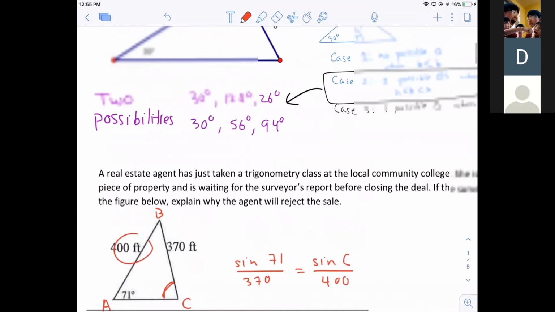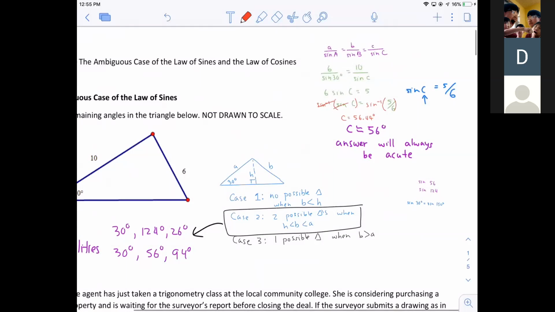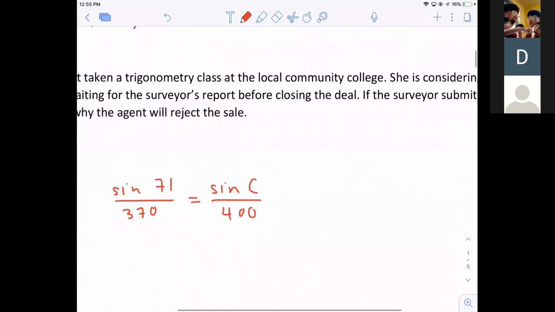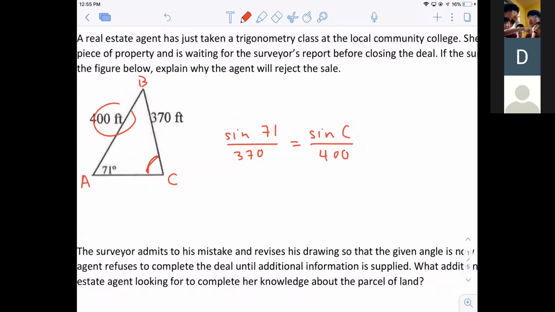Oh yeah, and if you notice, by the way, I did it differently, right? It doesn't matter whether it's sine A over A or A over sine A, as long as you keep the proportions the same. So I did it this way this time. And let's see what we get.